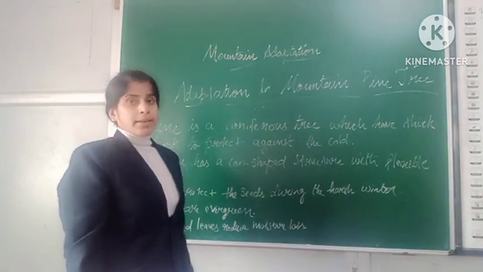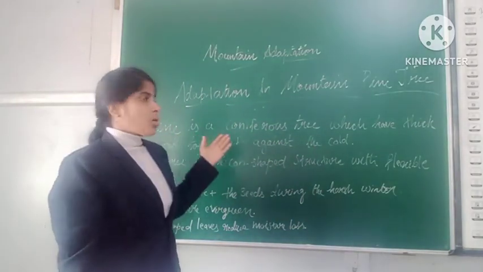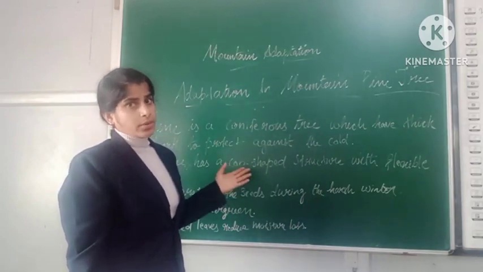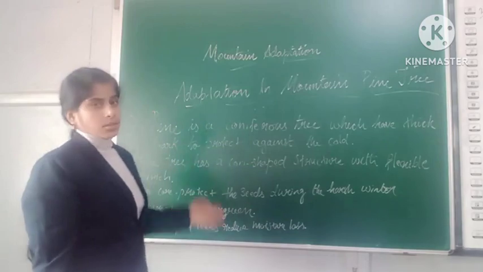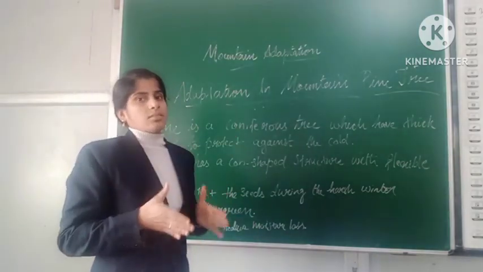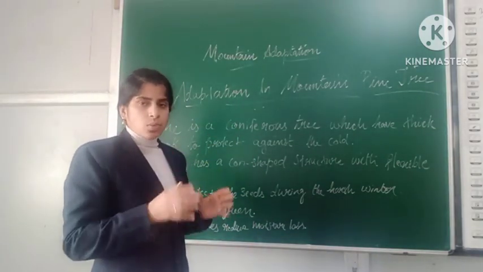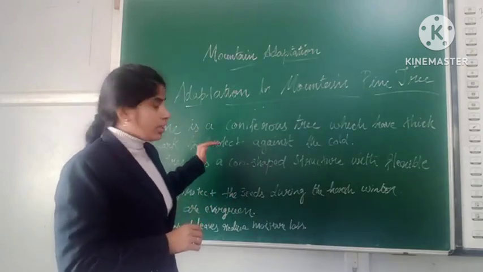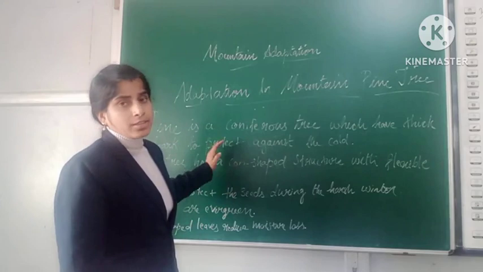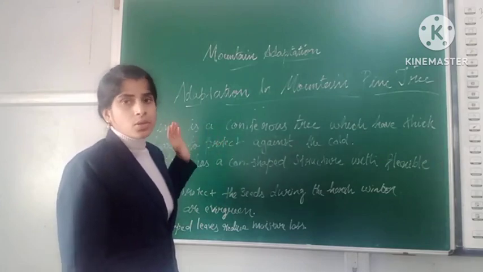Adaptation of the mountain pine tree. Okay, first one. Pine is a coniferous tree that you already know. It has thick bark, the outer surface is thick. Why do they have thick bark? Because it needs to protect the plant from the severe cold.